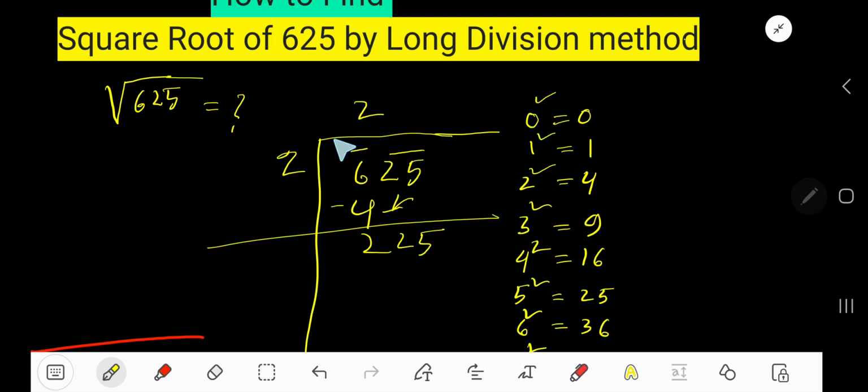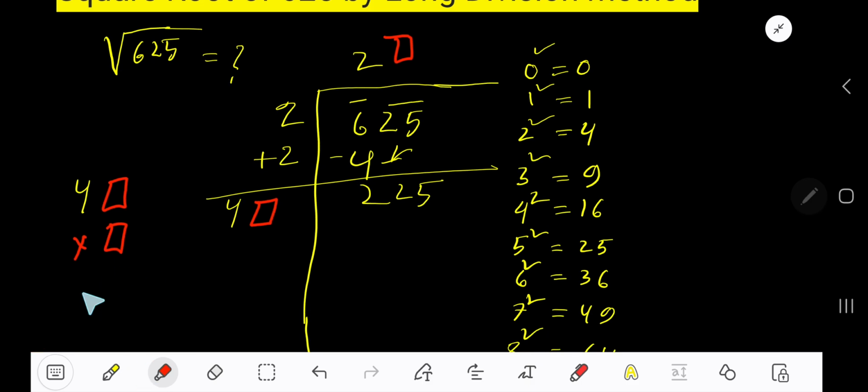Now you have placed 2 in the quotient, so the same digit will come under the divisor and you need to add 2 plus 2, 4. Now you have to place a number here, this number must come here and you need to multiply and check. This product will be equal to 225 or nearest to 225.